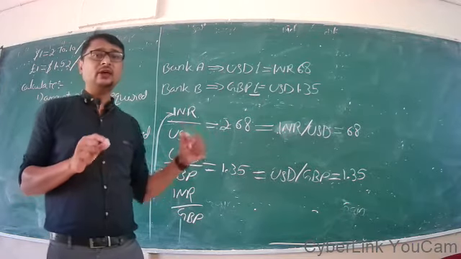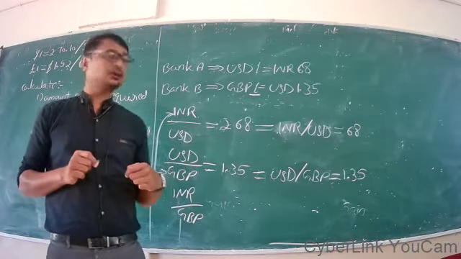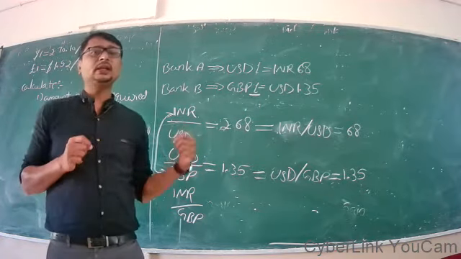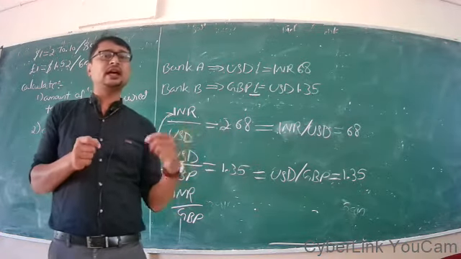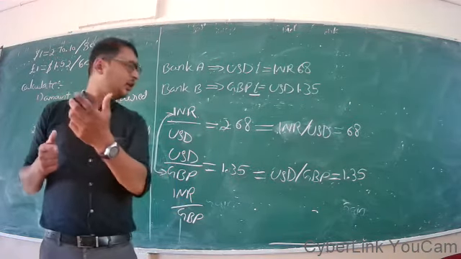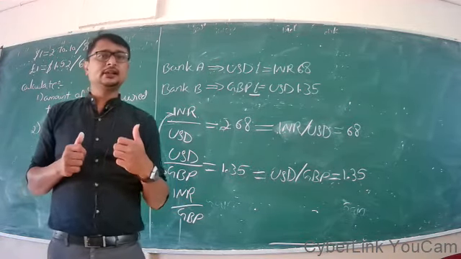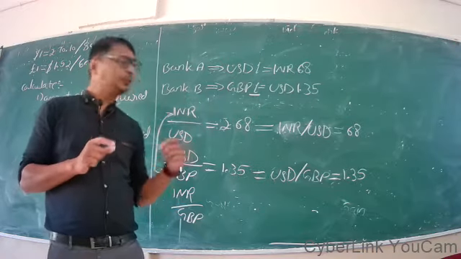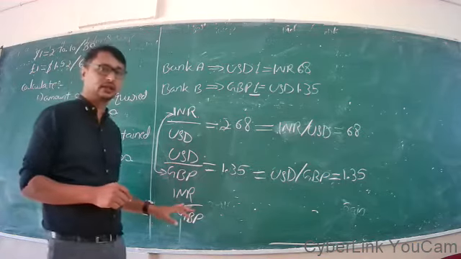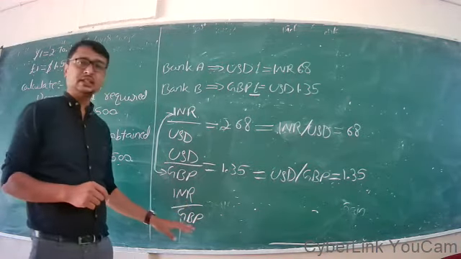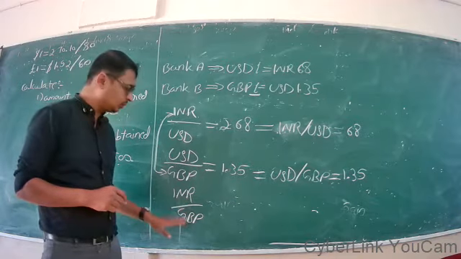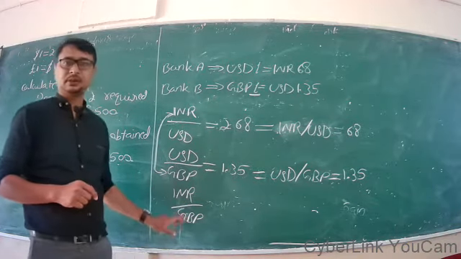So now I need to calculate how many rupees I have to spend to buy 1 GBP, because I have to buy the dollar first, then I will pay dollars and buy GBP, right? So how many rupees do I need to buy 1 GBP? That's what I have rewritten here. INR per GBP means how many Indian rupees are required to buy 1 GBP, right?